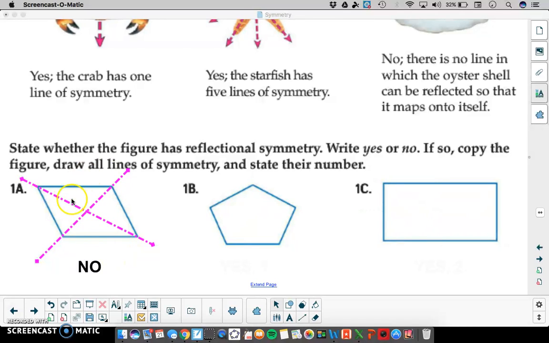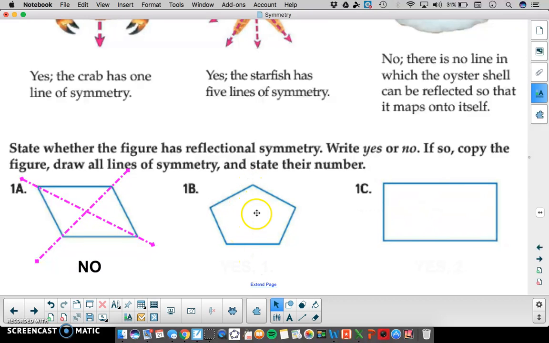There's not a line of reflection that we can draw that creates the same image on both sides of that line. In this pentagon, we have 1 line of reflection that can be made. We can draw a vertical line from this vertex to the other side, and that would be a line of symmetry. Notice we wouldn't be able to do that with every single vertex, so that's our only line of symmetry. So yes, it does have reflectional symmetry, but there's only 1 line of reflection.